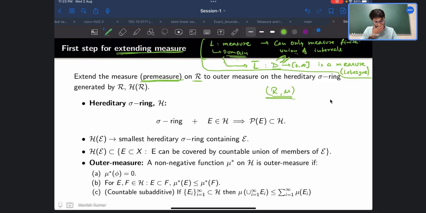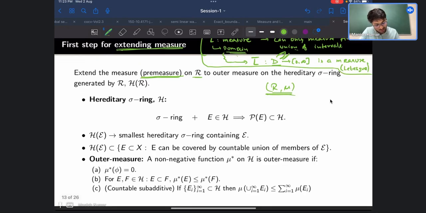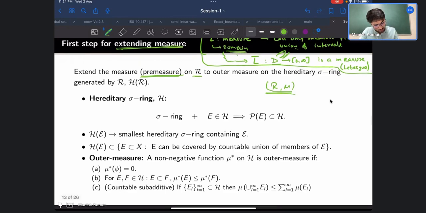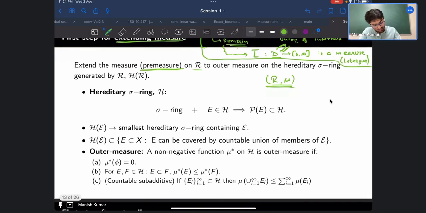This you will see. For now we will not worry about what the measure mu is. We'll just consider it to be any measure given to us with the domain R. Now the first step would be to go from here to a hereditary sigma ring and then an outer measure. This would be the first step, and then we will go to constructing the measure.